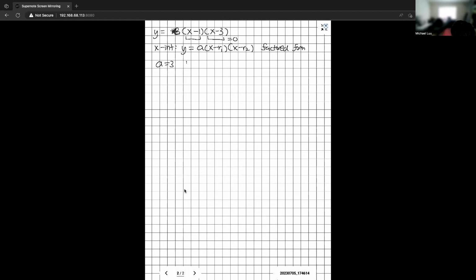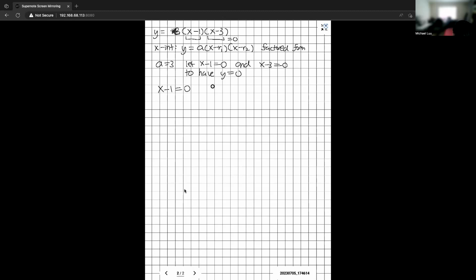So I'm going to say let x minus 1 equal 0 and x minus 3 equal 0. The reason why I make these equal to 0 is because anything times 0 gives me 0, which is what I want for my x-intercepts. I want y to be 0. So again, let x minus 1 equal 0 and x minus 3 equal 0 to have y equal to 0. Now I'm going to solve it.